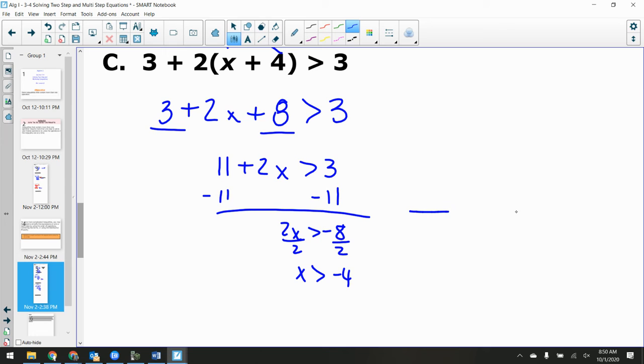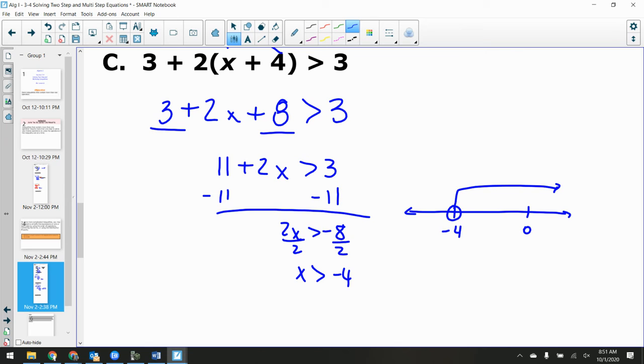All right, let me make my quick number line here. Here's negative 4. Here's 0. And I've got an open circle on negative 4 because it's not an or equal to. And then it's going to the right. Questions about that? Now, I'll tell you what.